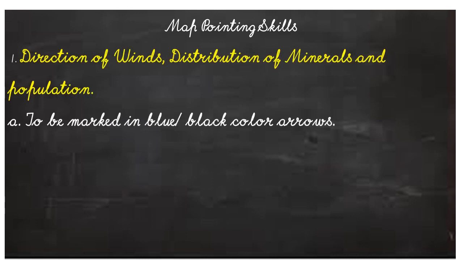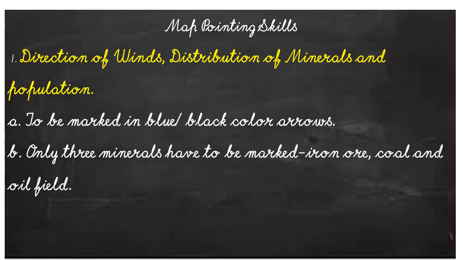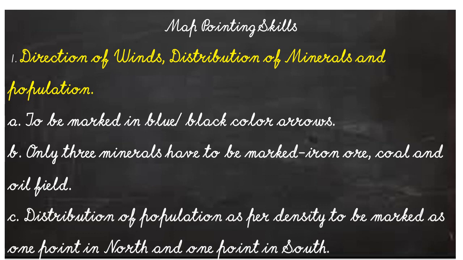Now let's see the guidelines for marking direction of winds, distribution of minerals and population on the map. Direction of winds are to be marked either in blue color or in black color arrows. Only 3 minerals have to be marked, that is iron ore, coal and oil fields. Distribution of population should be done as per density and to be marked as 1 point in the north and 1 point in the south.